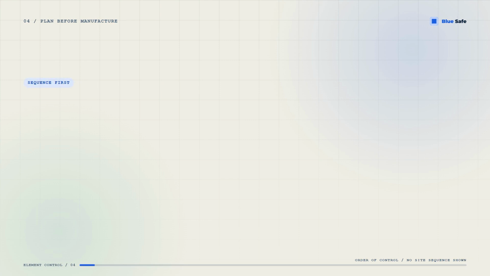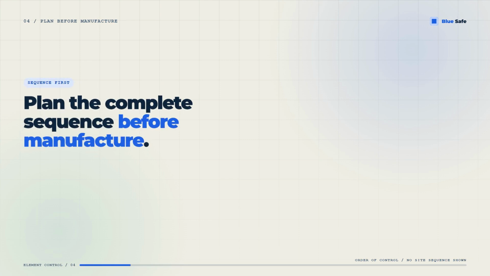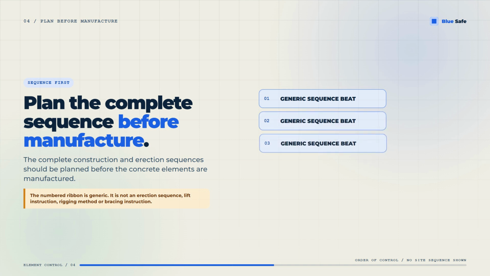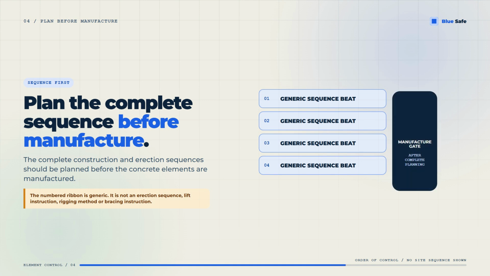The complete construction and erection sequences should be planned before the concrete elements are manufactured. The sequence on screen is deliberately generic. It does not tell a project how to lift, rig, brace, position, connect, or erect an element. Its purpose is to make one approved point clear. The complete construction and erection sequence is planned before manufacture, rather than being invented after the element arrives.